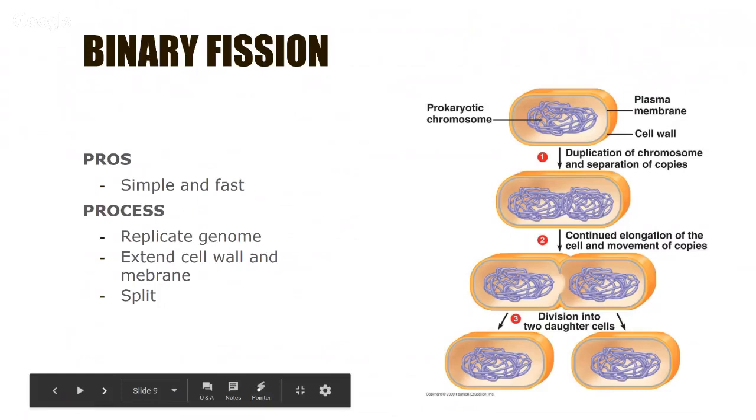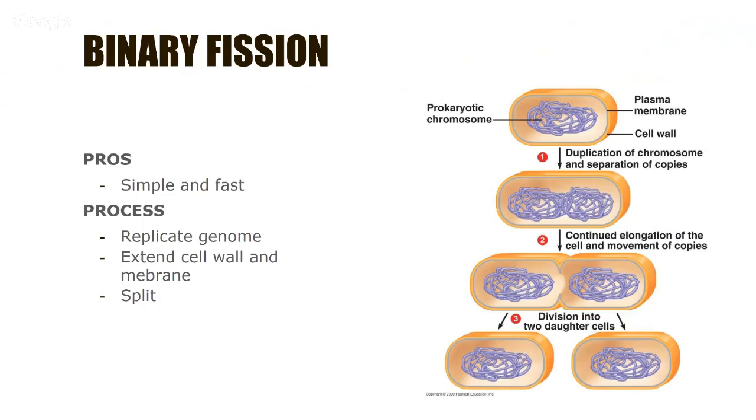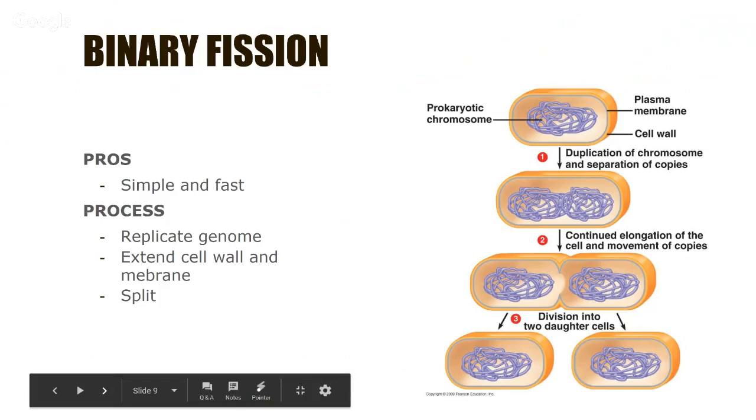Binary fission, really simple. It's a process by which most prokaryotes and bacteria divide. It first involves the duplication of the prokaryotic chromosomes and the genetic material, followed by division of the entire cell into two daughter cells.